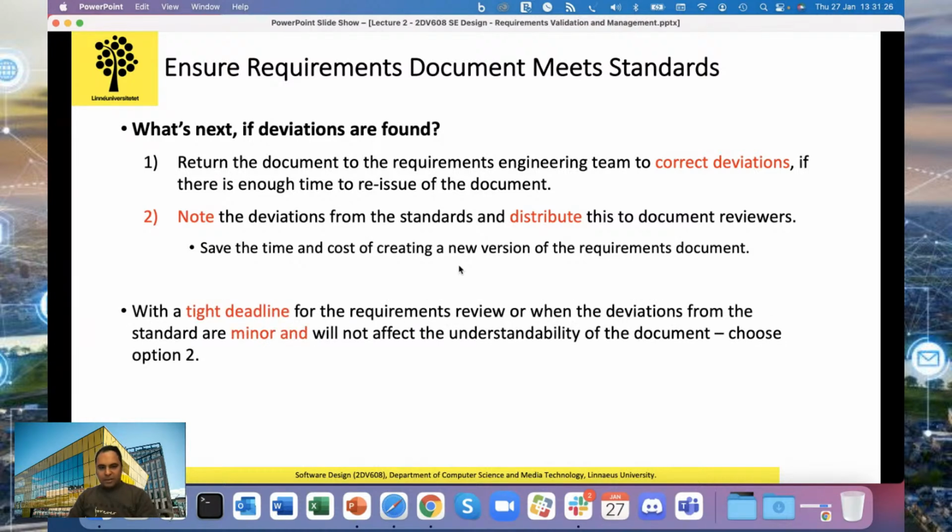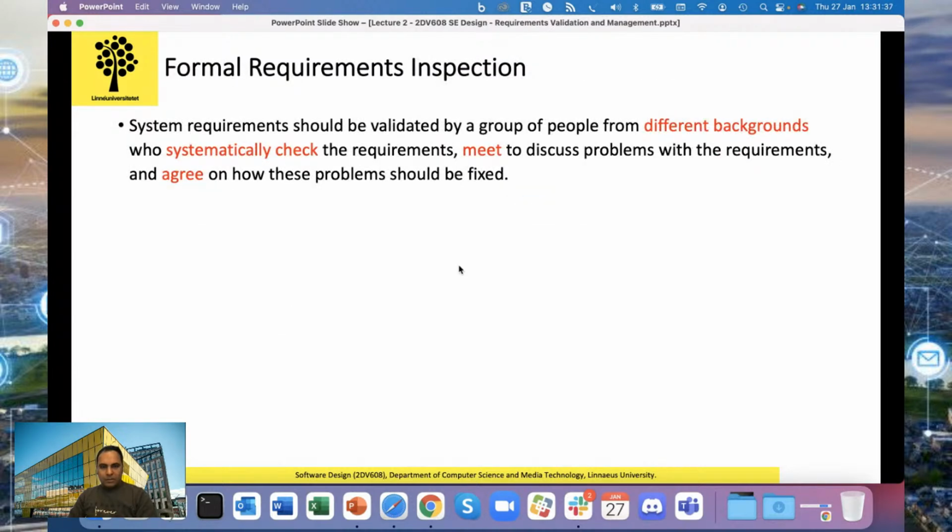And usually number two is preferable when there is a tight deadline and the errors are minor, obviously. So during this review phase, once you are done with the standard check of the requirements document against the quality standard and other standards, the next phase is to review.